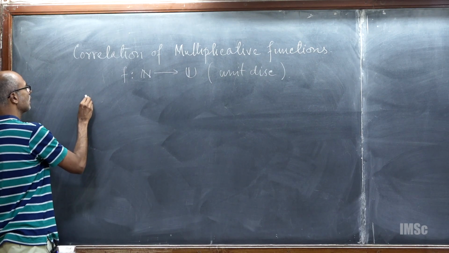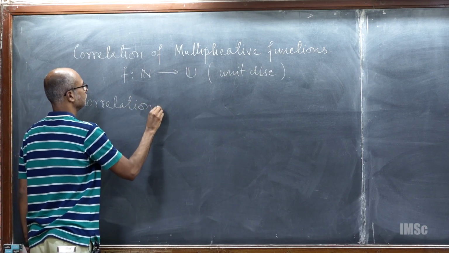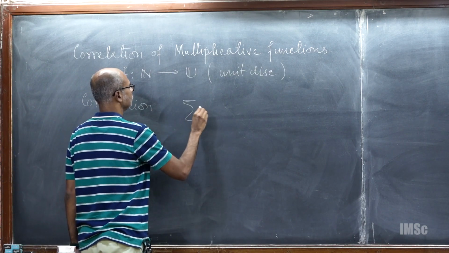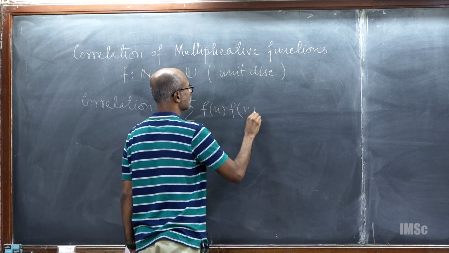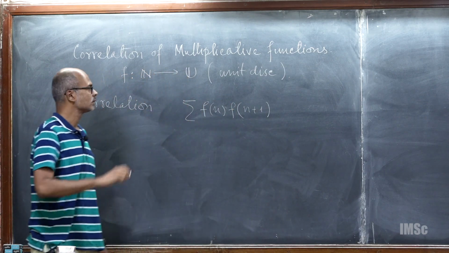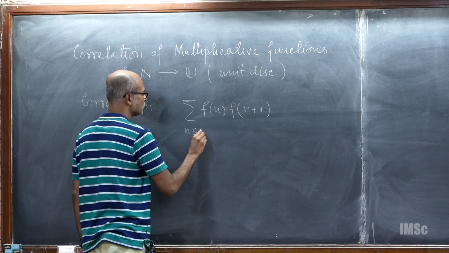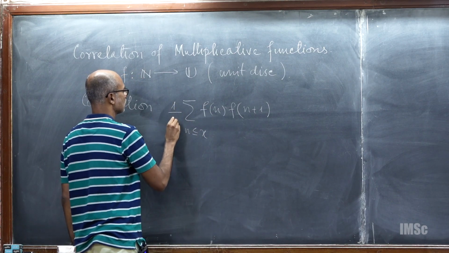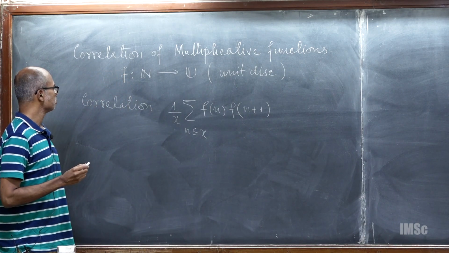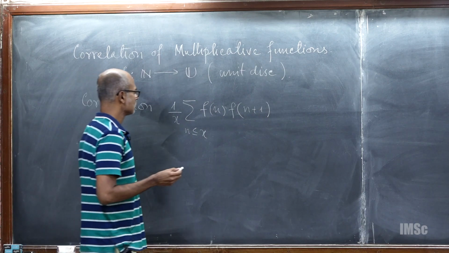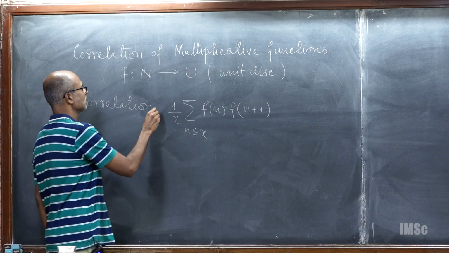And by correlation, I mean something like this: f of n, f of n plus 1, just a shifted argument, and then n sums up to x, and you are going to take a look at the average. So with this general setup, you can ask many questions for this correlation.